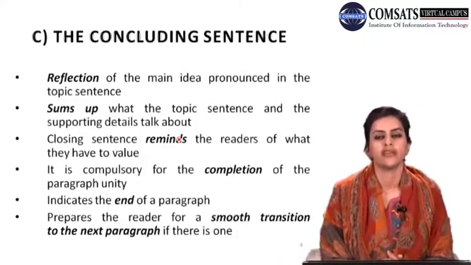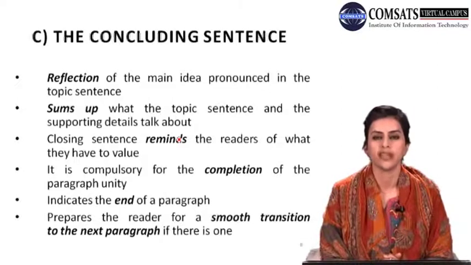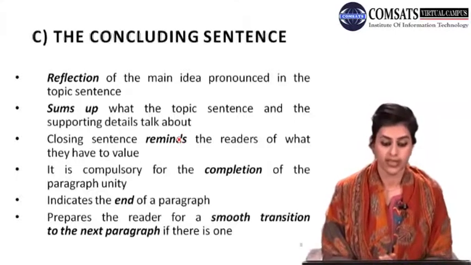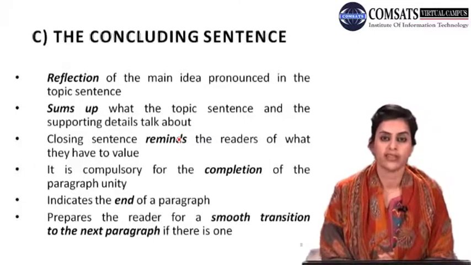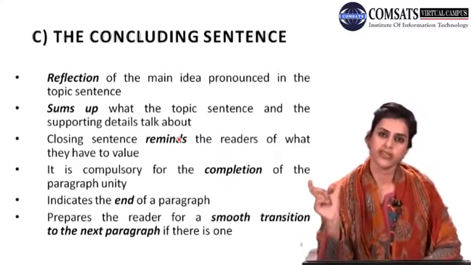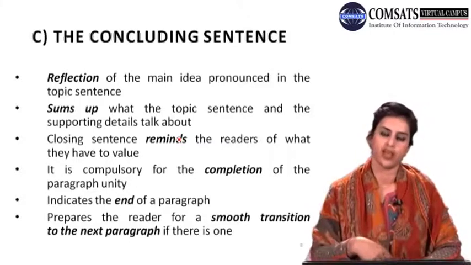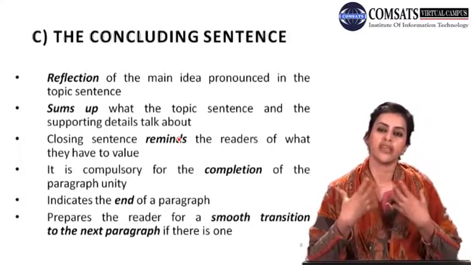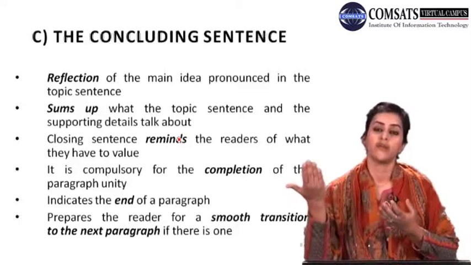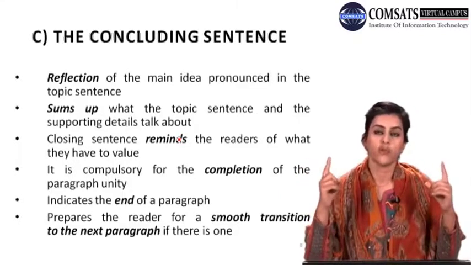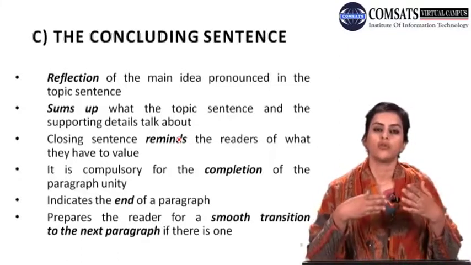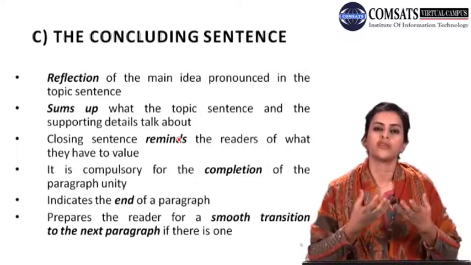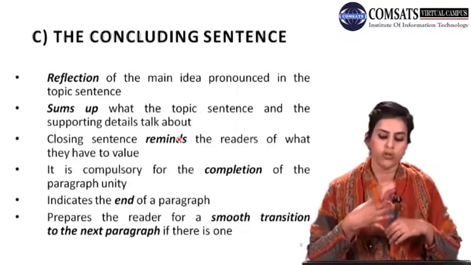Then you have your concluding sentence. As we have already talked about the topic sentence and the supporting details, now we have our concluding sentence, that is the reflection of the main idea pronounced in the topic sentence. Whatever you have written in the topic sentence has to come at the end as well. That is the reflection or image of whatever you have presented in your topic sentence. So your topic sentence can be written again, in other words, or elaborated more, to make it a concluding sentence.